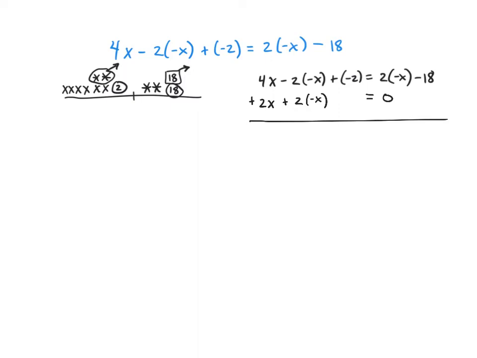So now, when we go ahead and add all that up, we have 4x plus 2x is 6x. Subtracting 2 negative x's and adding 2 negative x's is nothing. Then we're left with our negative 2. And on the right-hand side, 2 of the negative x's minus 18. If you compare that to the left-hand side, we're left with 6 x's and a negative 2, and then 2 negative x's and a negative 18. So we have the same thing as what we have over here on the right.